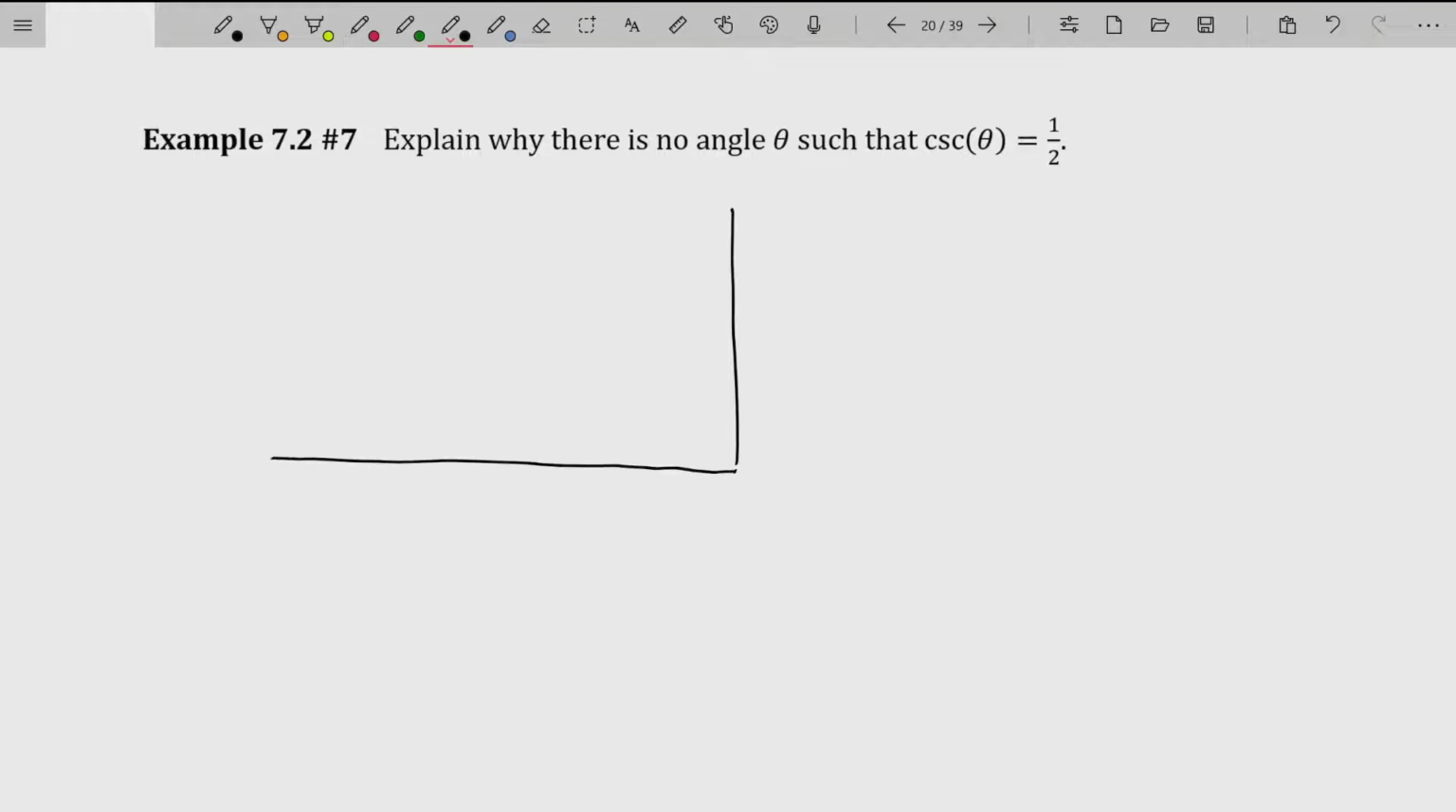So if you draw out a right triangle here, and throw in there a theta wherever you want, then you know this is opposite, this is adjacent, this is hypotenuse, and all of the trig functions are just telling you ratios of adjacents to opposites to hypotenuses. So why is it true that the cosecant of theta will never be 1/2? Well, what is cosecant? Cosecant is the reciprocal of the sine. And sine, remember, was opposite over hypotenuse. So cosecant must be hypotenuse over opposite.